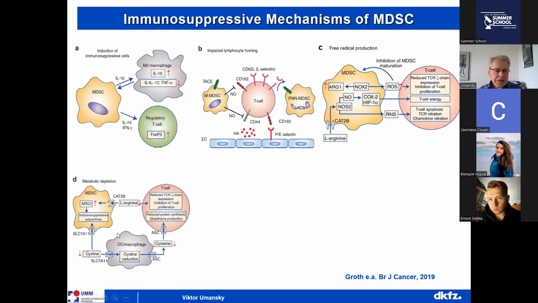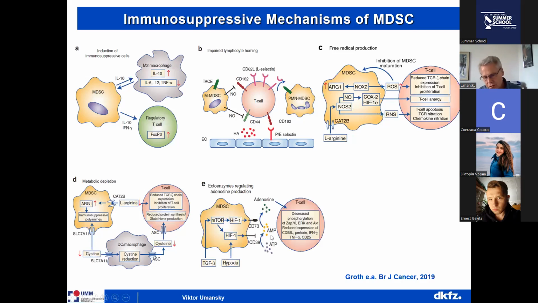Moreover, MDCs can also deplete the microenvironment of very important essential amino acids like L-arginine or tryptophan, which T cells cannot produce by themselves. So they're very much dependent on import, and you see it happens with some countries which depend on import. They can, of course, suffer if this supply is blocked. And MDCs are able, through nitric oxide synthase or arginase activity, to block the production of arginine.